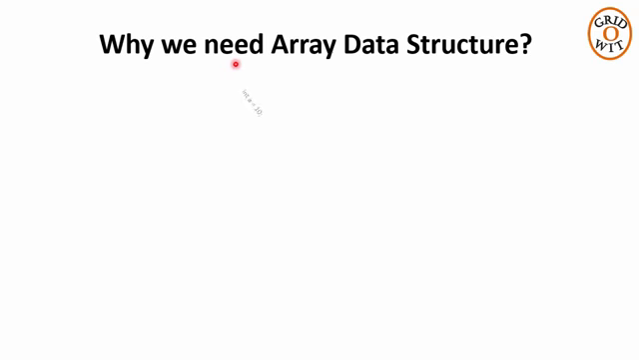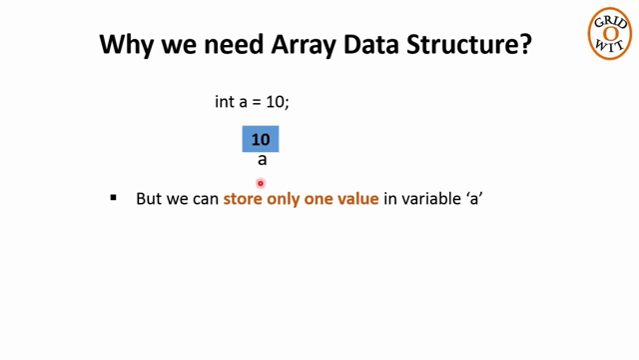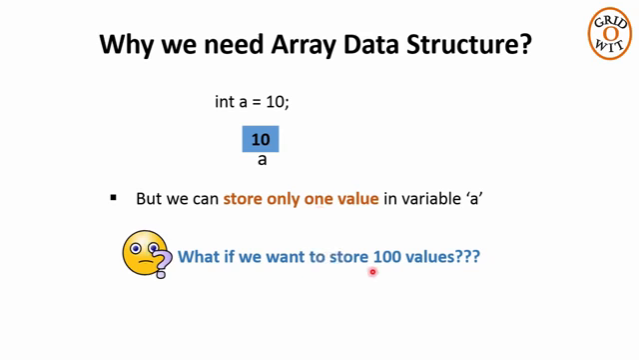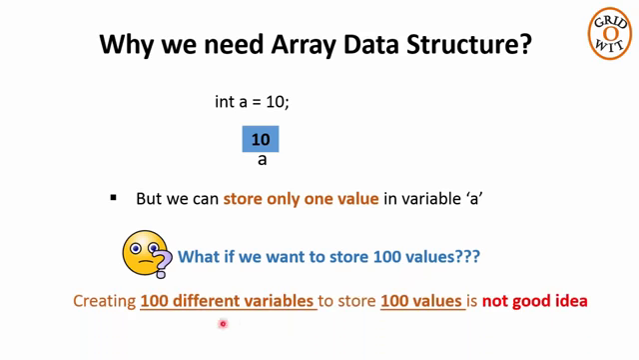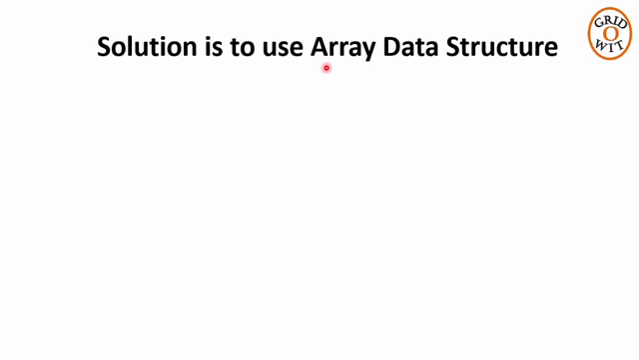Consider an integer primitive data type. For example, int a is equal to 10. Due to this statement, a variable named a will be created in the memory with the size of an integer and 10 will be stored in it. But the problem here is we can store only one value. What if I am having 100 values and all the values are related to each other in some context? Creating 100 different variables to store these 100 values is not a good option. The solution is to use an array.